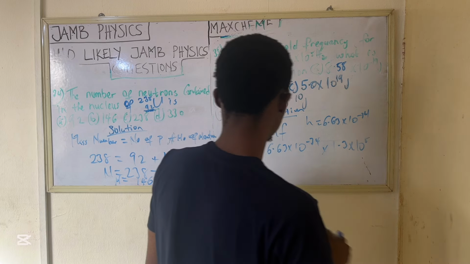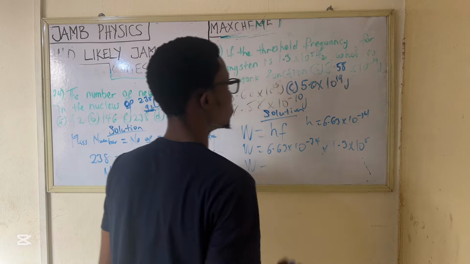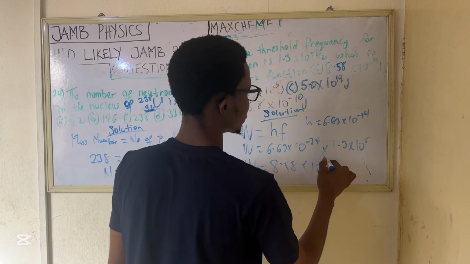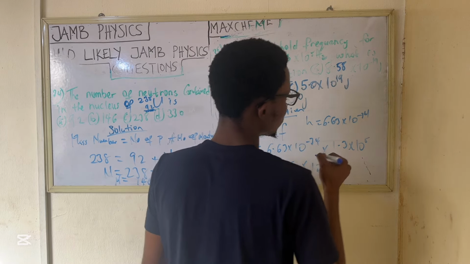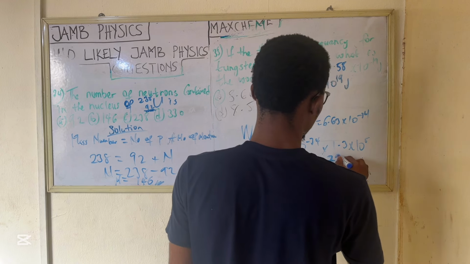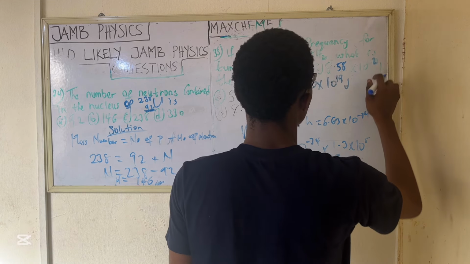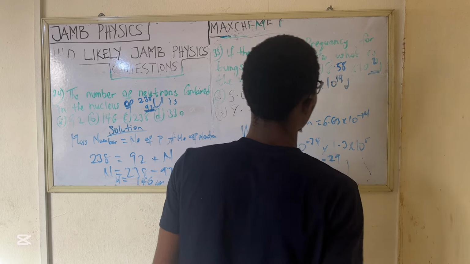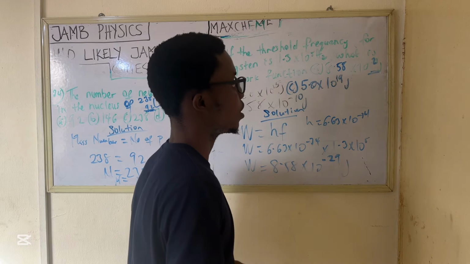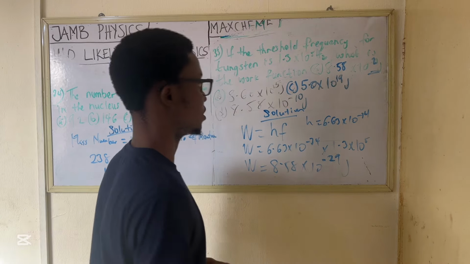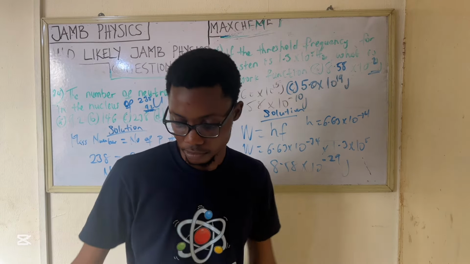Now, if you multiply this, it should give you 8.58 times 10 raised to the power minus 29 joules. So that is option A, 8.58 times 10 raised to the power minus 29. So that is the correct answer.